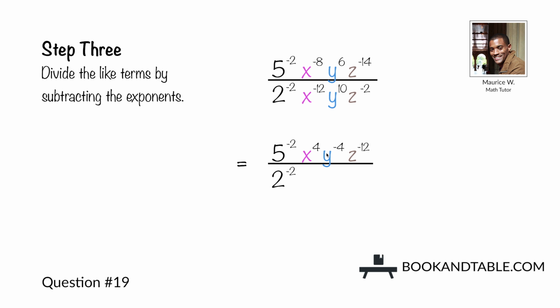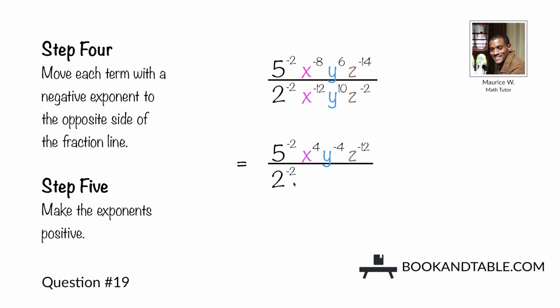So now we have simplified our x, y, and z's, and we have a few negative exponents. And our coefficients still have negative exponents. So we can now move around the terms with negative exponents. So step 4, move each term with a negative exponent to the opposite side of the fraction line. And step 5, make the exponents positive. So 2 to the negative 2 will become 2 squared in the numerator. 5 to the negative 2 will become 5 squared in the denominator. And we'll move our y and z terms to the denominator as well.